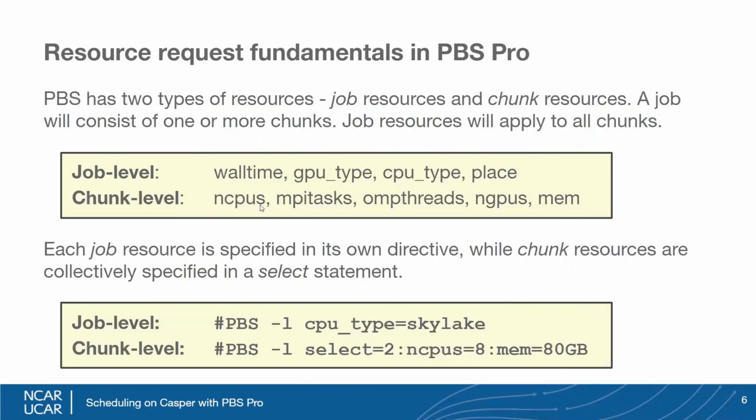Now, if you're used to PBS, you'll know that if you don't set OMP threads explicitly, it will inherit that value from NCPUs. So I could just say NCPUs equals 12 and MPI tasks equals 1, and that would be the same. But sometimes, for clarity, it's nice to be explicit.